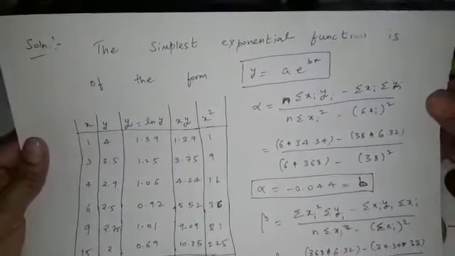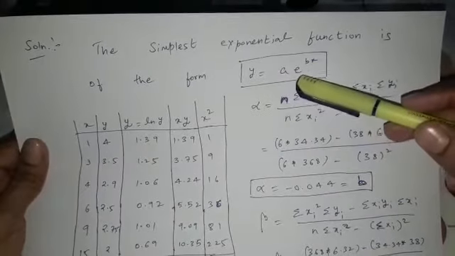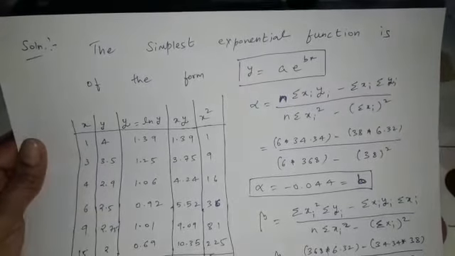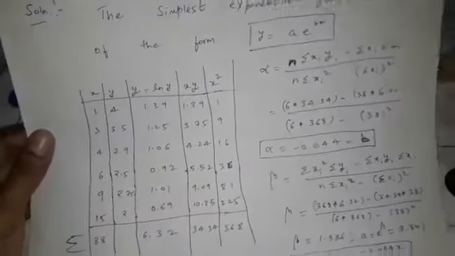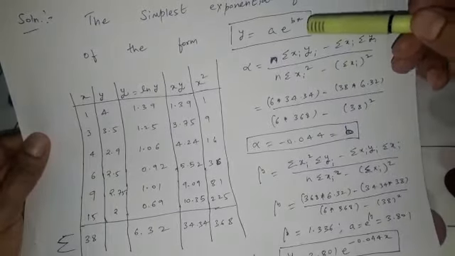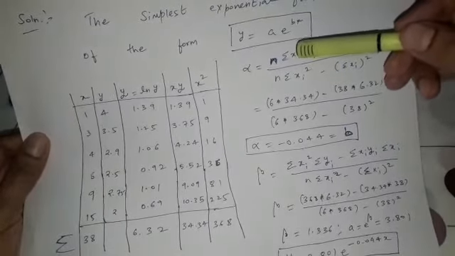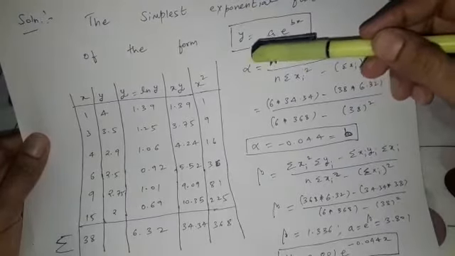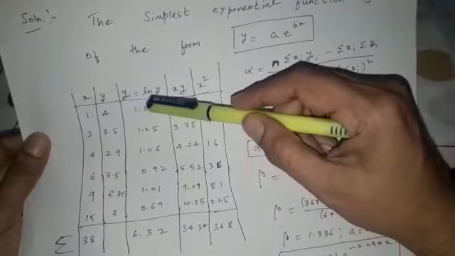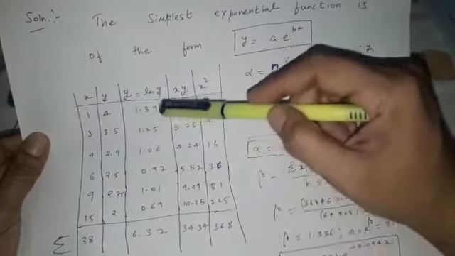The simplest exponential function is of the form y is equal to a times e to the power of bx. We need to find the values of a and b using the linear least square method formula. Make a table and write all the x values and y values. When we convert y is equal to a times e to the power of bx into linear form, we apply natural ln on both sides, so this y will become ln y. So let's write Y is equal to ln y and find the corresponding ln values of y.